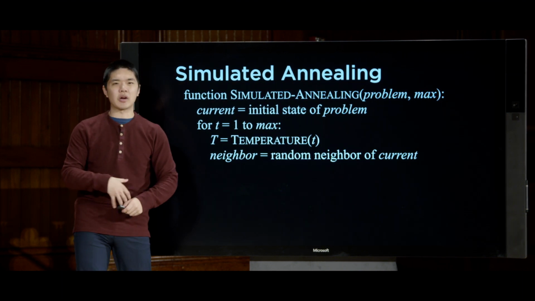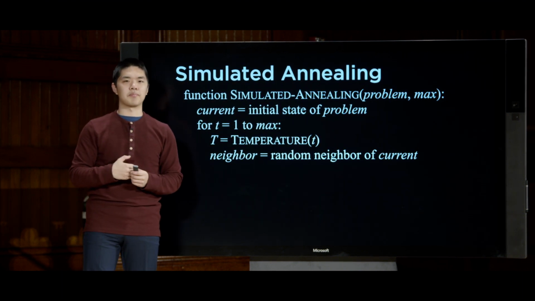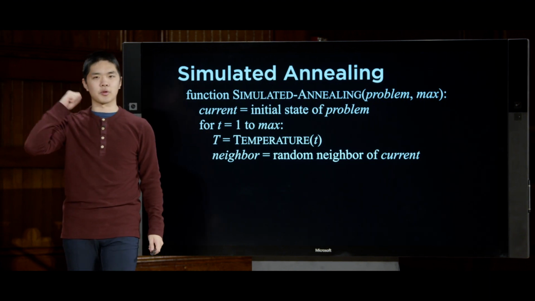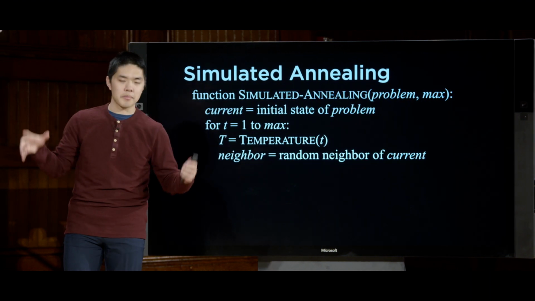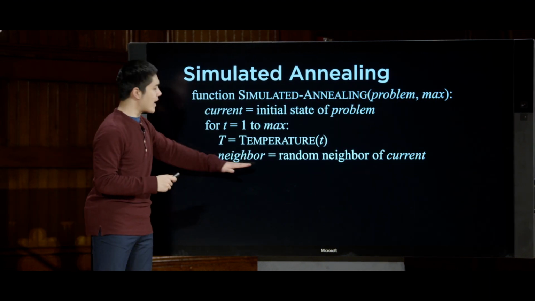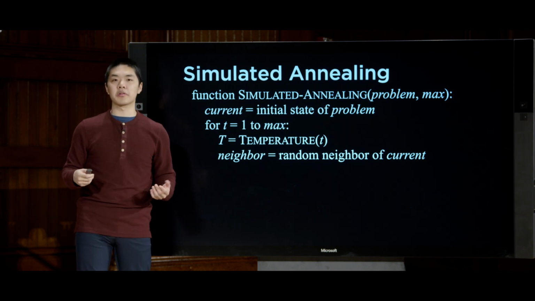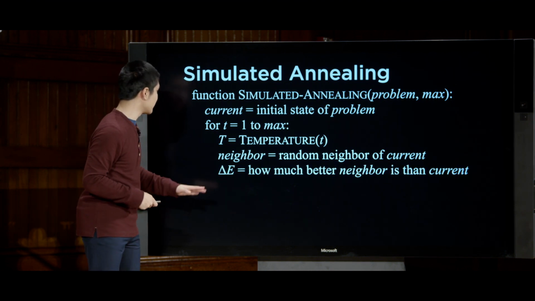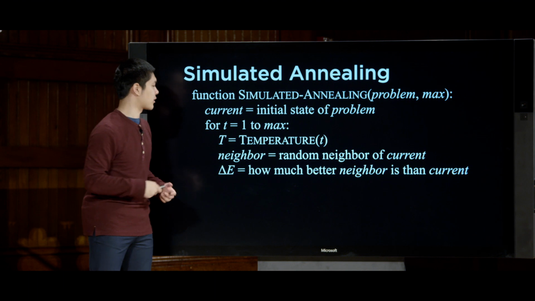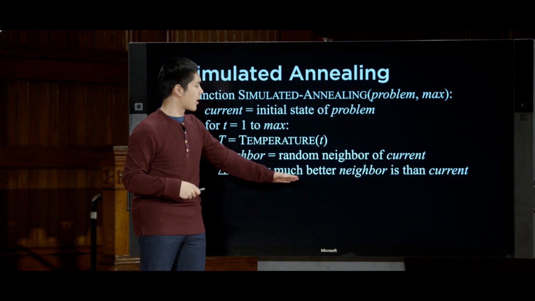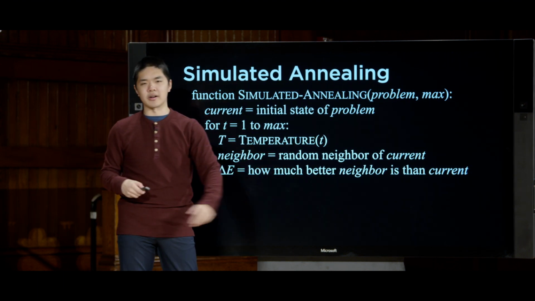And then we pick a random neighbor of the current state. No longer are we going to be picking the best neighbor that we possibly can, or just one of the better neighbors that we can. We're going to pick a random neighbor. It might be better, it might be worse, but we're going to calculate that. We're going to calculate delta E, E for energy in this case, which is just how much better is the neighbor than the current state.